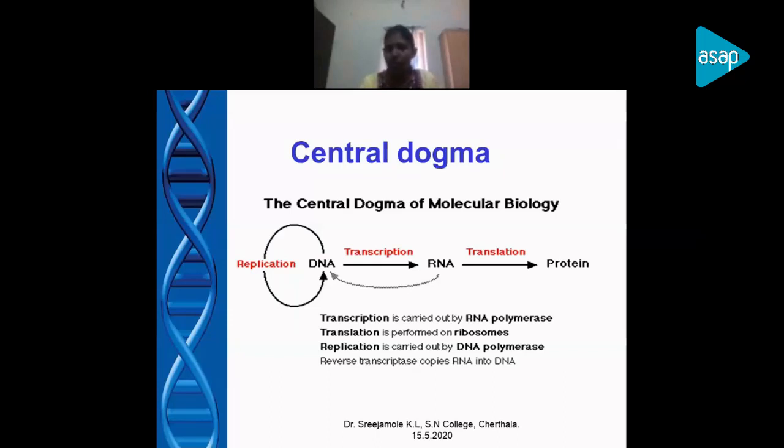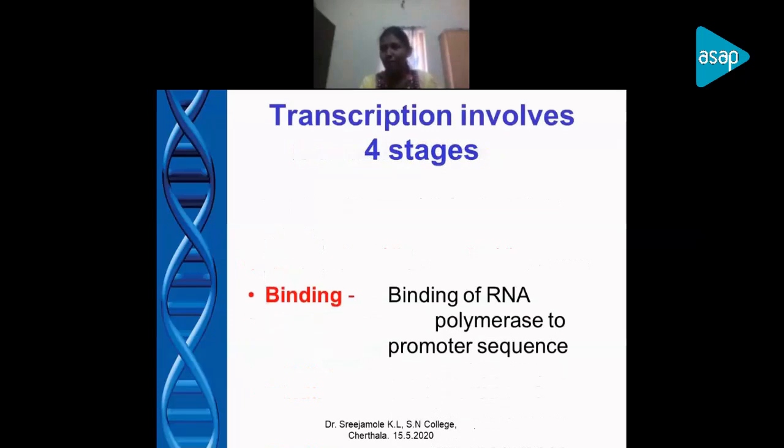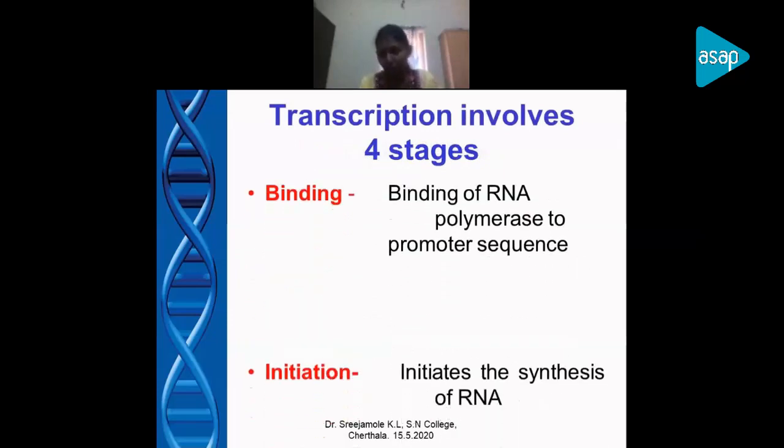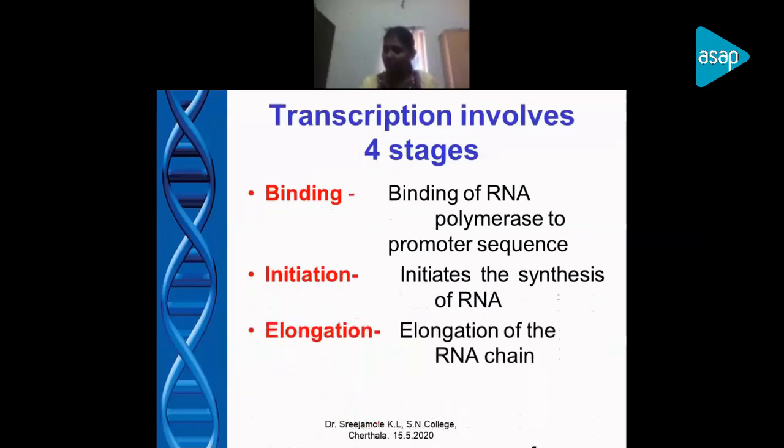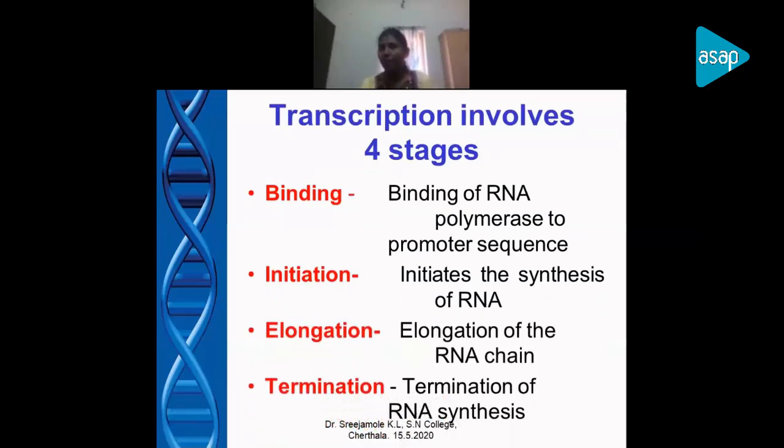So coming to transcription. Every transcription, both in prokaryotes and eukaryotes, has 4 steps. They are binding, which means the binding of RNA polymerase to the promoter sequence; then initiation, which means initiation of the synthesis of RNA from the template DNA; then elongation, the process of RNA formation; and termination, which is the termination of RNA synthesis. So these are the 4 steps involved in transcription.